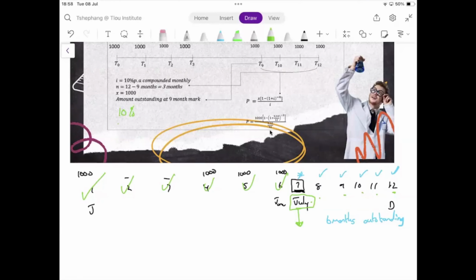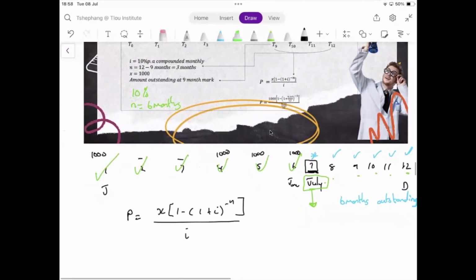Right? And N is simply going to be 6, but months, because those are the outstanding months. The interest rate, I did say that it's 10%. Let's calculate. The formula is P is equal to X into 1 minus 1 plus the interest rate, negative N, over I.